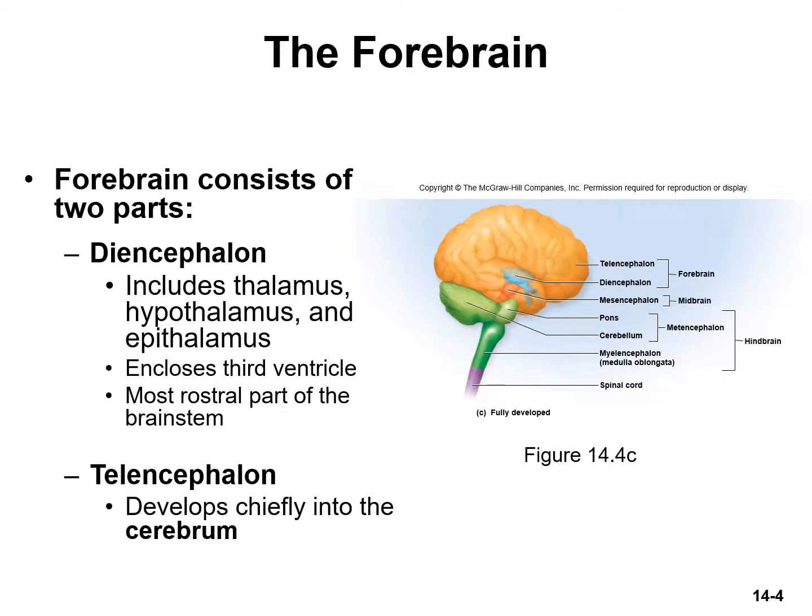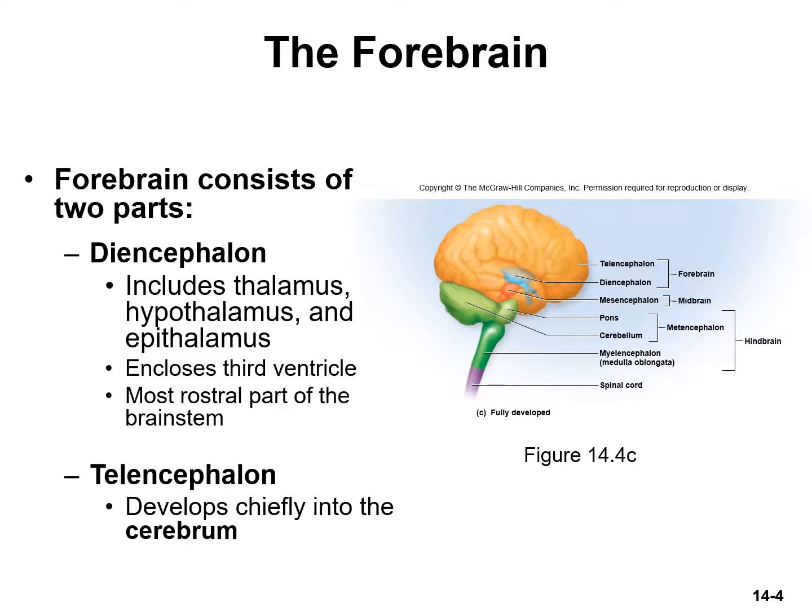All right, so moving on to the forebrain. The forebrain consists of two parts. We have the diencephalon, which includes the thalamus, the hypothalamus, and the epithalamus. All of these are going to enclose the third ventricle, which is again a chamber within the brain that holds ependymal cells that produce the cerebrospinal fluid.